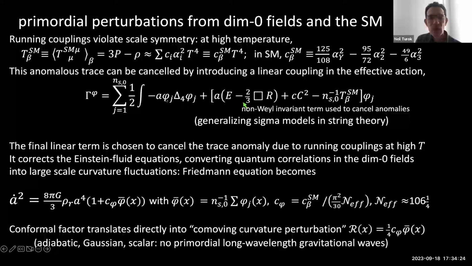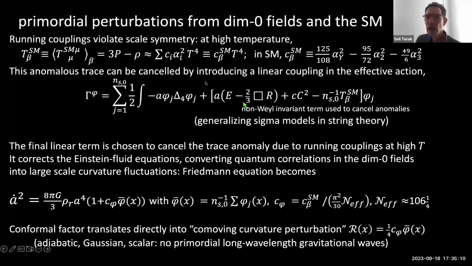So it turns out this anomalous trace can be cancelled by adding to the quadratic action of these dimension zero scalars a linear term. We add a linear term coupled to the trace itself, exactly to this quantity here. And then it turns out, through a clever little calculation, which is the analog of what people do in string theory in 2D, that by including a non-Weyl invariant term in the classical action for these dimension zero scalars, and that term is also linear in the dimension zero field, you can actually cancel the trace anomaly due to running couplings.